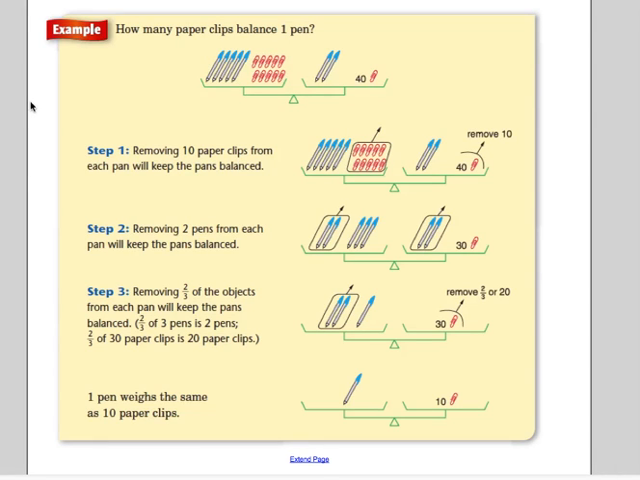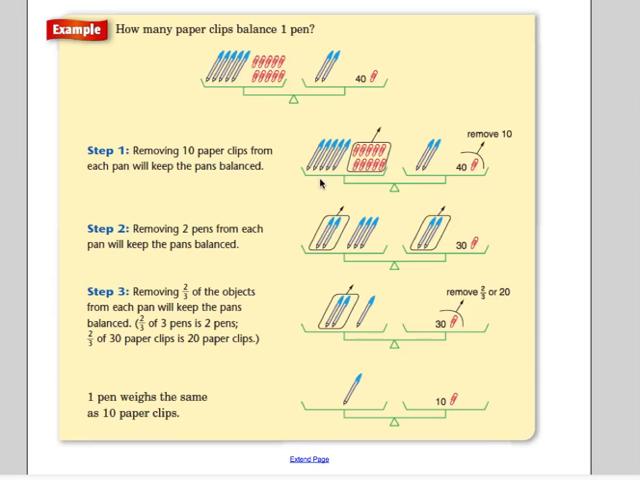Let's take a look at what pan balance problems look like. Here's an example. How many paper clips balance one pen? And here's our picture. This is our little picture of our cute little pan balance. Whatever is in this tray balances out with whatever's in this tray. So over here we've got 5 pens and 10 paper clips. And on the right side we've got 2 pens and 40 paper clips. Now we can figure out how many paper clips will balance one pen with the information that we have here.